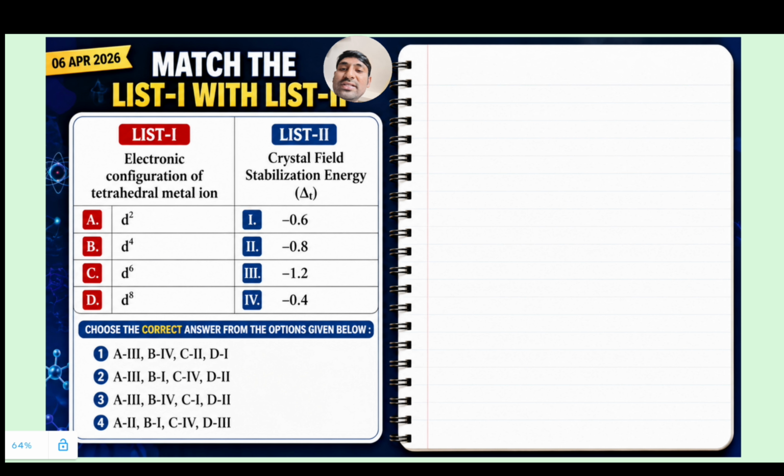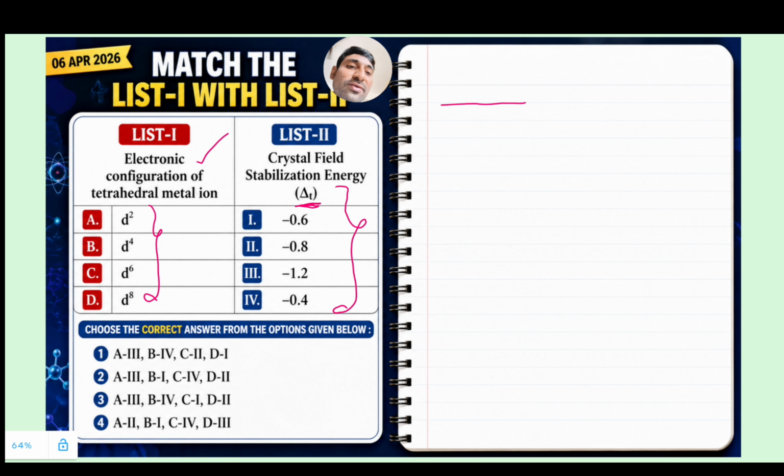Now look at this question. This is also a match the following type question, guys. On one side, list 1, they have given different electronic configurations. On the other side, they have given crystal field stabilization energy of tetrahedral complexes, in terms of delta T. We should find the CFSE values of the given tetrahedral configurations, guys. First we should understand one thing.